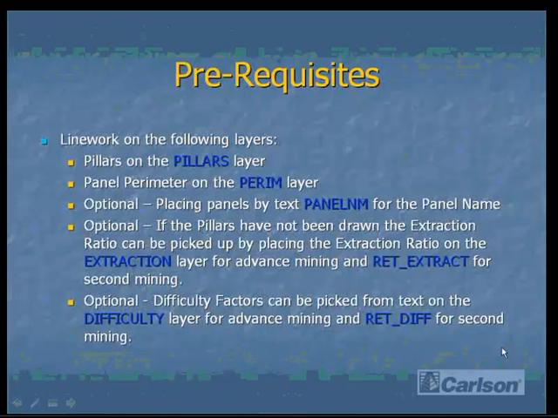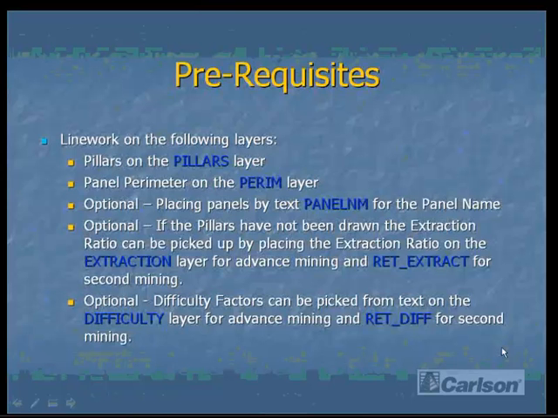In the prerequisite phase of planning, at this point we'll talk about line work requirements. The line work must be on special layers. The pillars go on the pillars layer. The panel perimeters go on the perim layer as closed polylines. If you're not placing your panels by text, this is the only prerequisite that you have for line work.